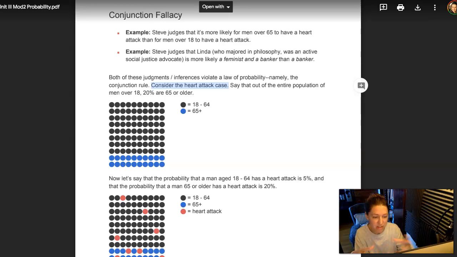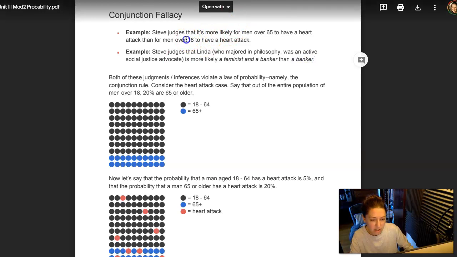So for the feminist and a banker, it's not more likely that she's both things than just one. Why? Because to get to be both things, you have to be one, right? So to be a feminist banker, you've got to be a banker. It's already included in the probability. So being both is not going to be more likely than just being a banker.